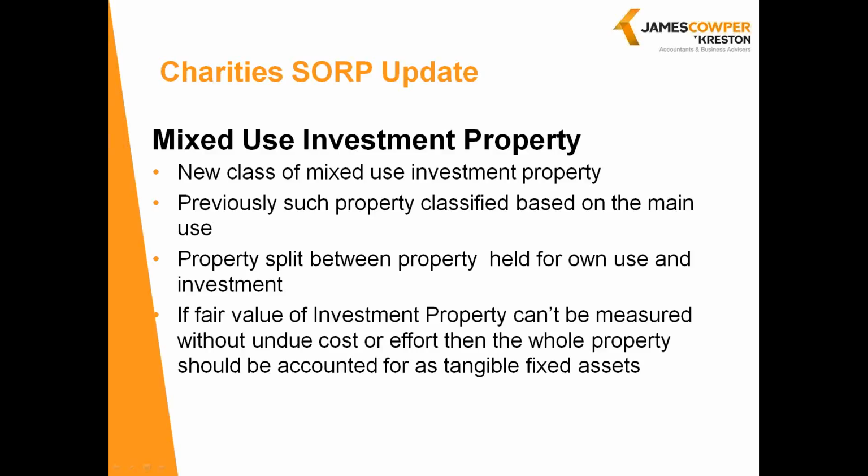SORP 2015 takes a slightly different approach and states that you should apportion based on usage between the two fixed asset headings. So therefore, you could end up with a situation where 50% of the property is accounted for under tangible fixed assets and 50% under investment property. So this could lead to some interesting valuation or carrying value considerations. You could end up with half being valued each year at fair value, held under investment property, and half at cost being depreciated or revalued each year at market value, depending on the basis you decide. There are exemptions in this area due to impracticalities or undue cost, and if that is the case, you would then account for it under tangible fixed assets.